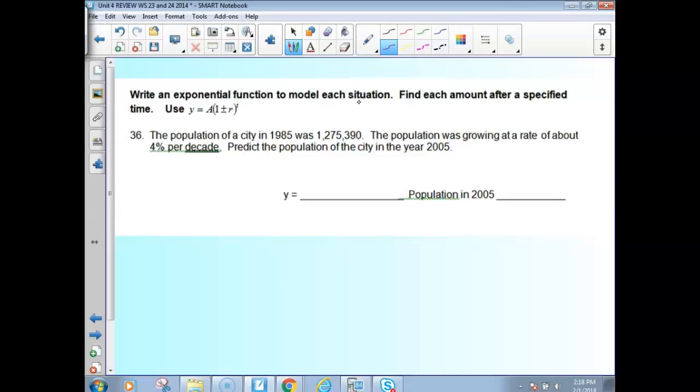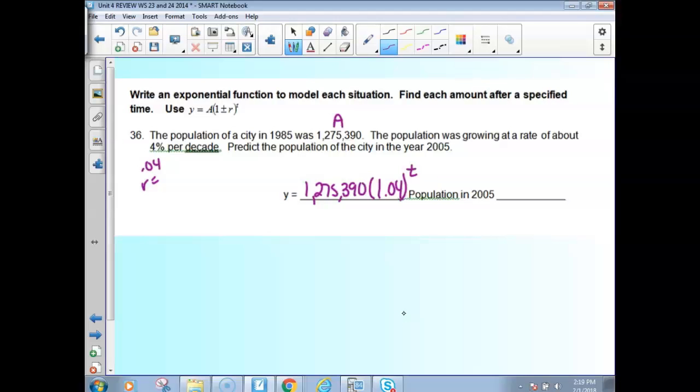36, write an exponential function for each situation. Find each amount after specified amount of time. They're telling us what formula to use. Your equation shouldn't really have the time number in there. It should have a variable in it. So the initial value, 1,275,390. Then that would be times 1. Our rate is 4%, 0.04 for our r value. And this was our a. And that'd be 1.04 when you add 1 plus 0.04. And that would be to the t.